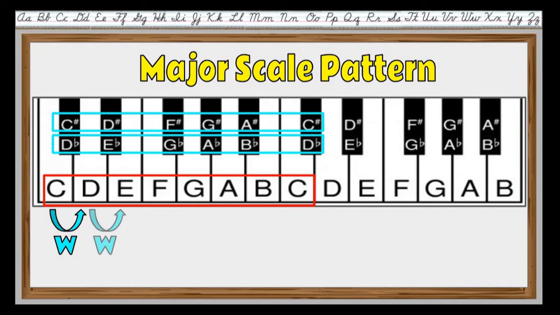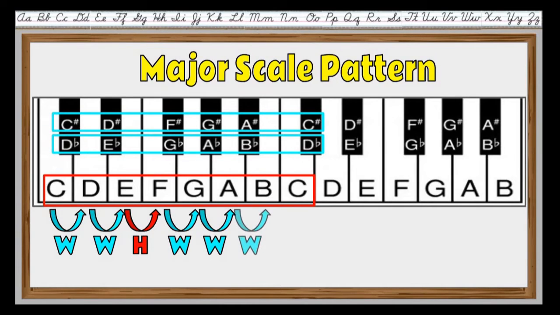D to E is whole step. E to F is half step, since there is no black key between them. F to G is whole step. G to A is whole step. A to B is whole step, and B to C is another half step since there is no black key between them. Now that we know the interval pattern of major scales, let us discuss 3 of the major scales.